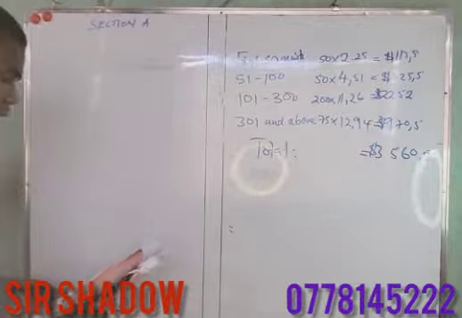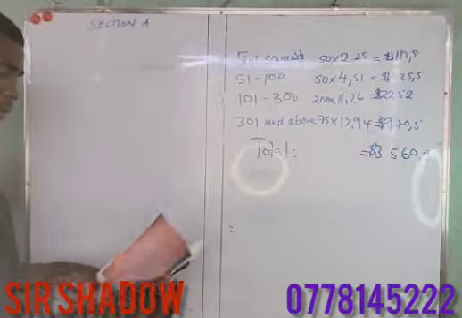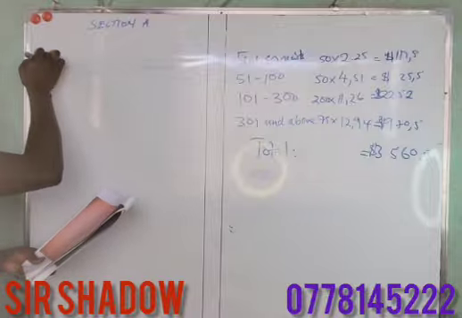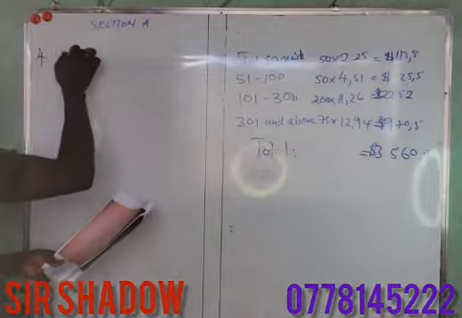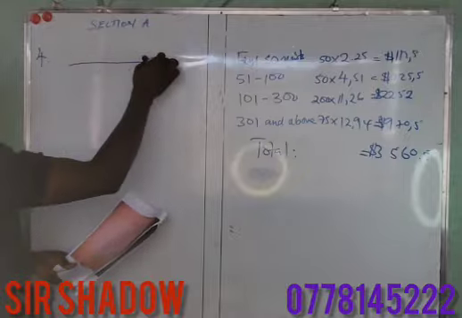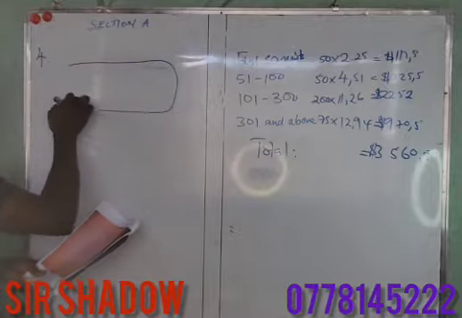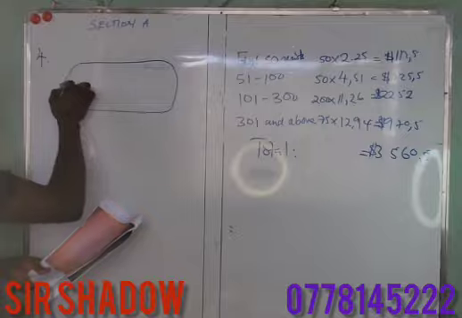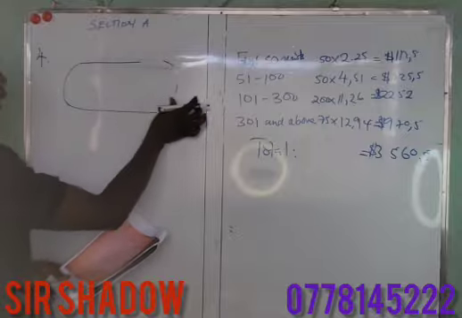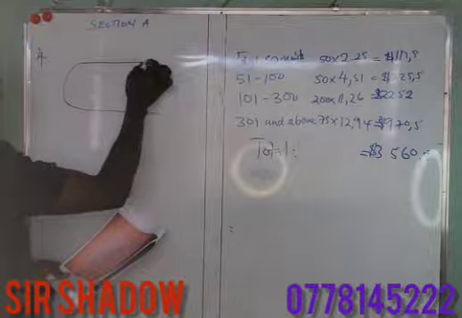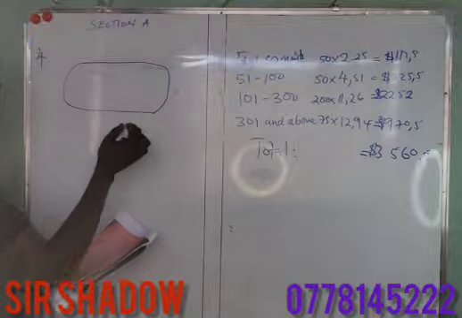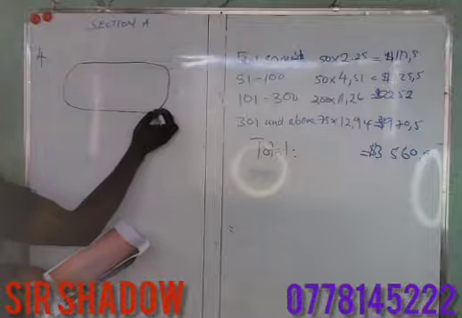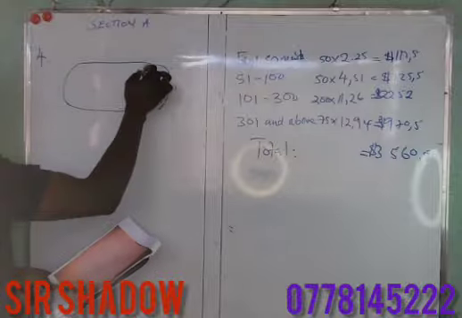Question number 4. On question number 4, we are given the diagram, which falls under the topic called mensuration of plane shapes. You are given this diagram. The diagram is given this way. You may just draw something that can be understood. You are given this diagram in this form.